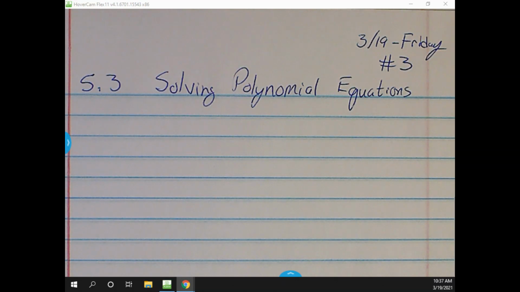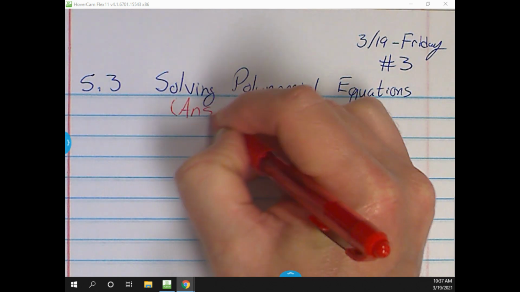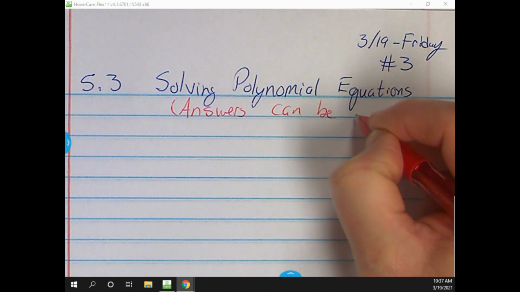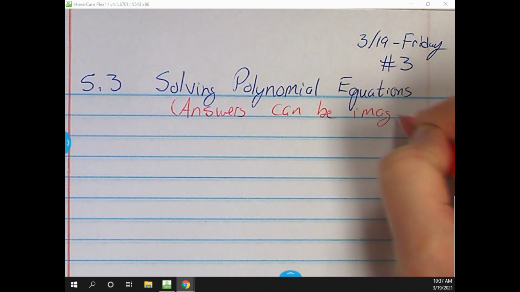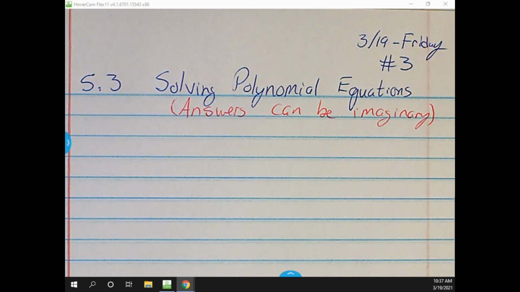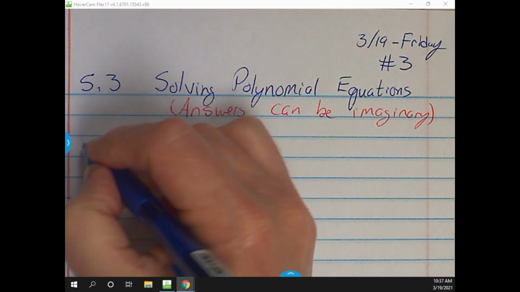So with 5.3, solving polynomial equations, the biggest thing on this is you have to realize is that the answers can be imaginary. And we'll do a problem here in the beginning just to make sure everybody kind of remembers what that one was, as far as what we're looking at.